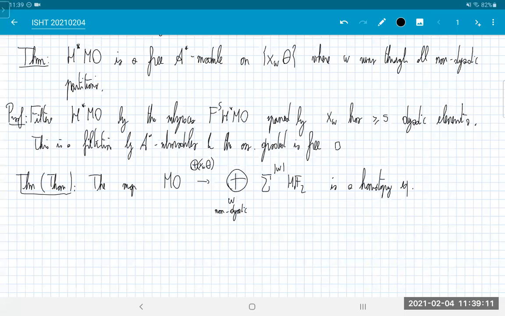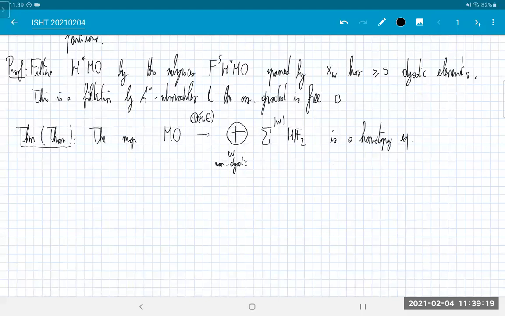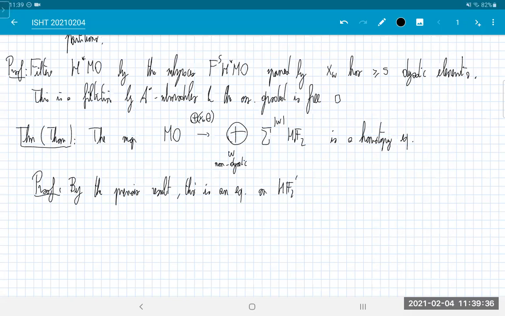And this actually tells us also what its homotopy groups are, of course. And in fact, I'll say later what a more refined analysis can tell us. The proof is easy. By the previous result, this is an equivalence on H of 2 cohomology, because on H of 2 cohomology it is exactly this map here, which we claimed to be an isomorphism, right?